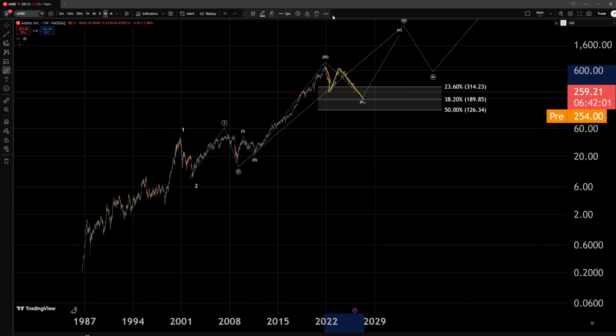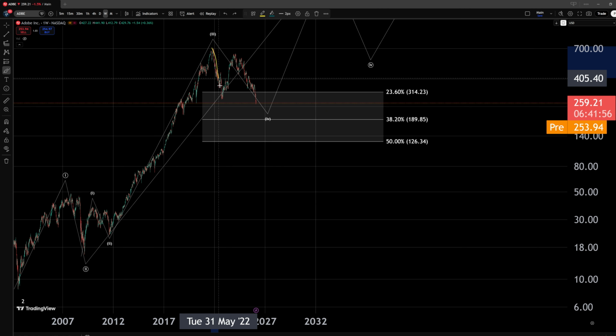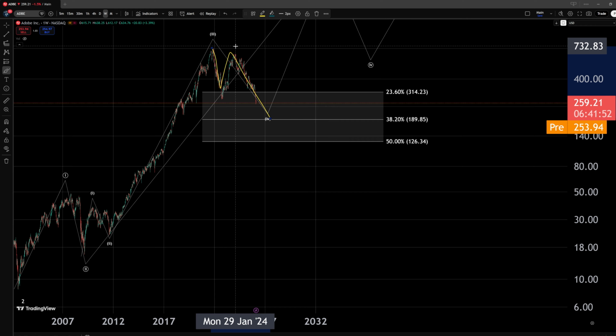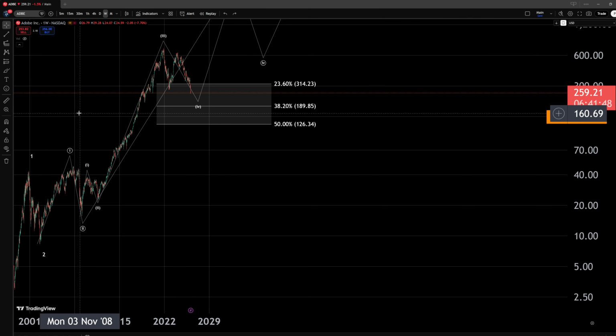Now, at this point, this is not an issue. We are still looking for everything as expected here in this ABC correction that we have been tracking, and we will go in the smaller time frame in a moment, but I wanted to briefly mention our large time frame here to briefly go through this.